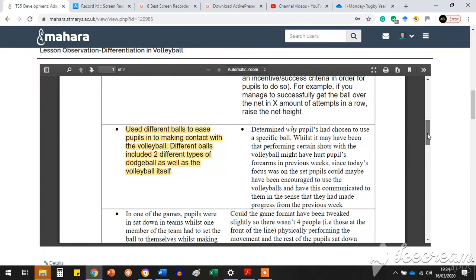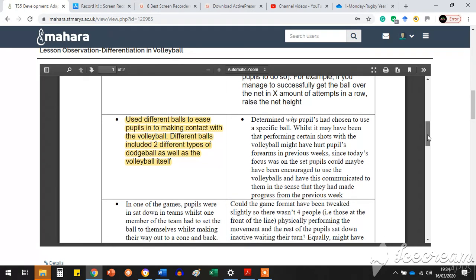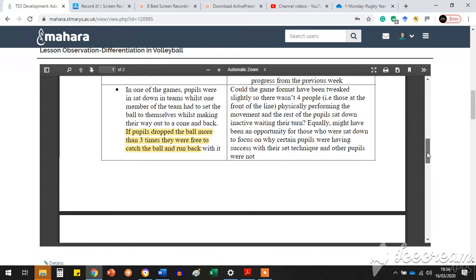I also took from this lesson that he used different balls. So, for example, some of the girls in the class were complaining about the volleyball feeling quite hard on their arms, and just using something like a dodgeball is a very easy way to make pupils feel involved in the lesson and not immediately put them off from the get-go.